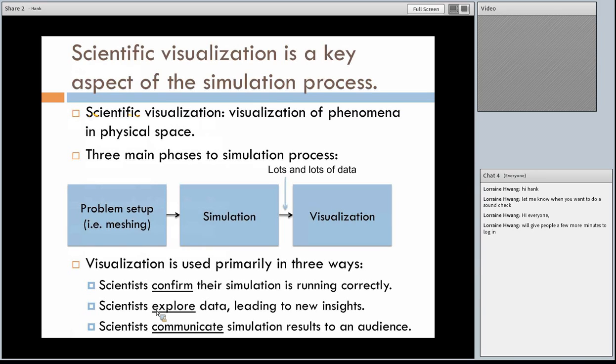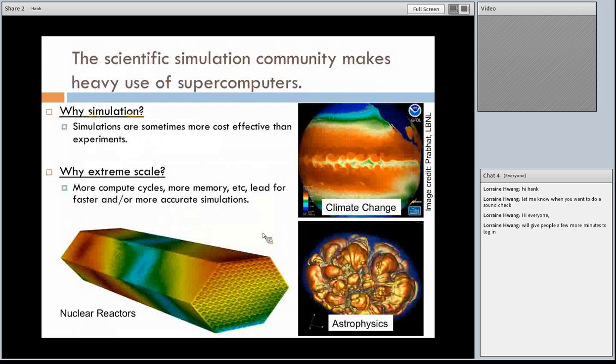And so these three different ways of using visualization actually lead to different processing paradigms, and these processing paradigms will be important as we get to the later part of the talk.